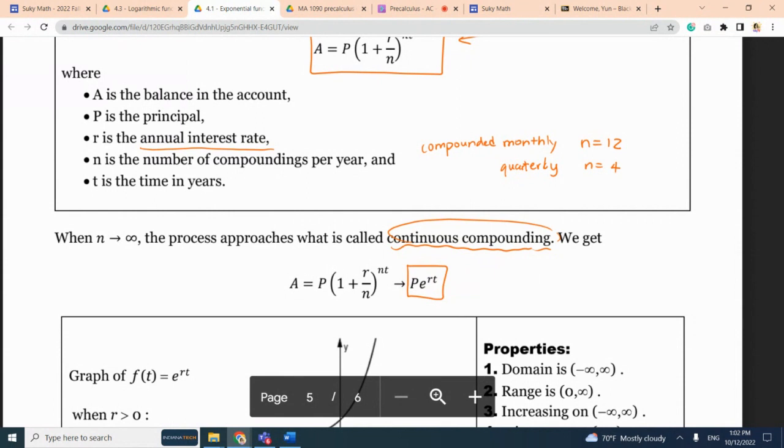Can I erase the board? Here? Okay. Oops. Let me. Here. Okay.